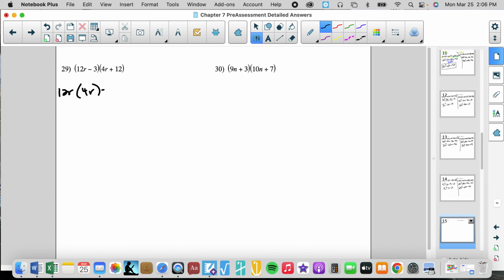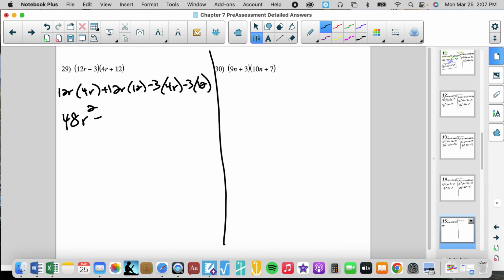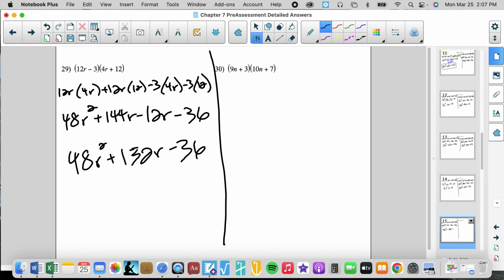12r times 4r plus 12r times 12 minus 3 times 4r minus 3 times 12. 48r squared plus 144r, we've seen that, minus 12r minus 36. 48r squared plus 132r minus 36.